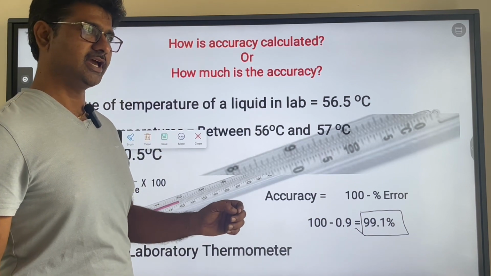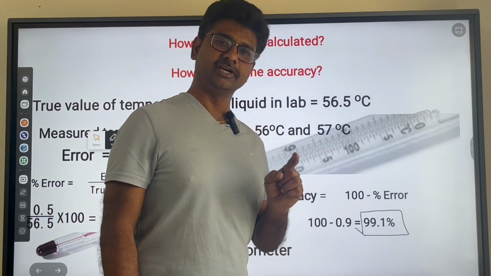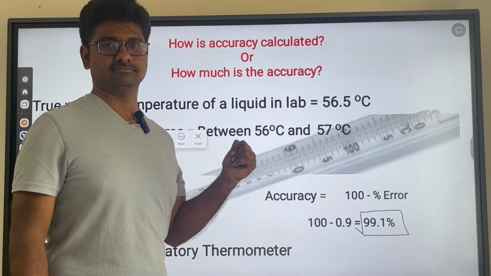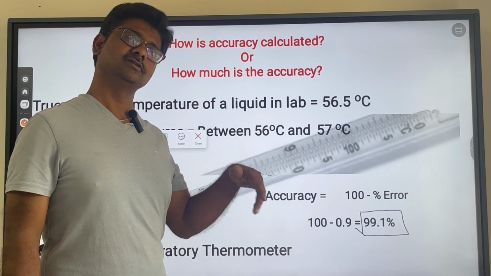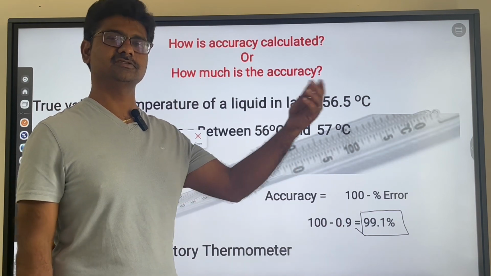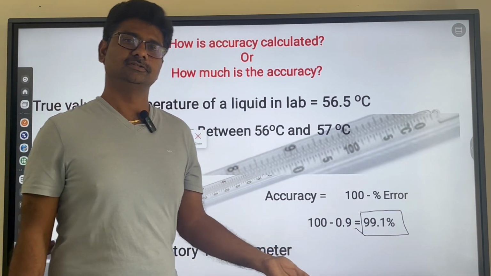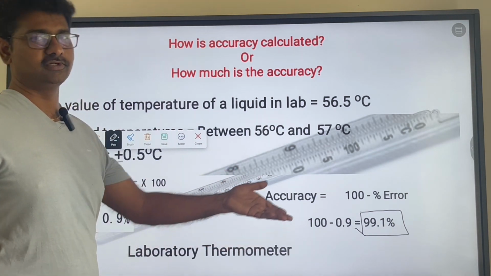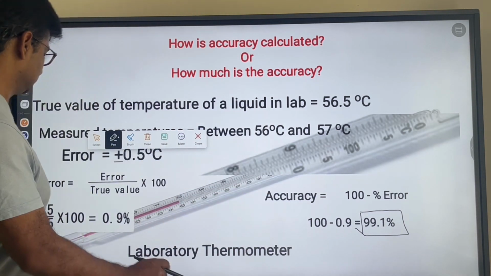So what is accuracy? Accuracy is measured either in terms of percentage or in terms of error. How much error defines how accurate it is, right? If the error is 1%, accuracy is 99%. So I can measure accuracy in terms of error or in terms of accuracy also.